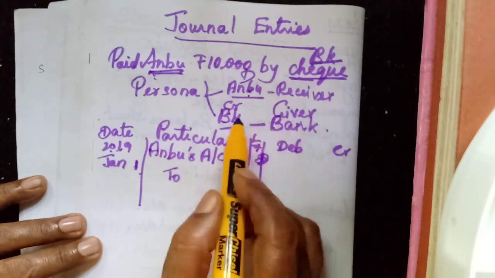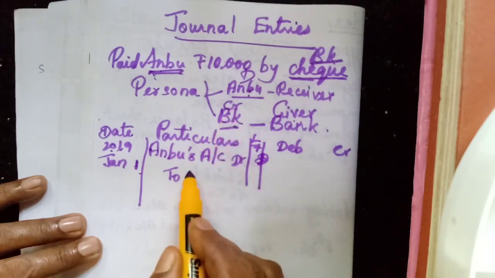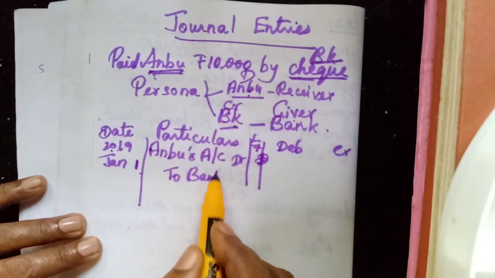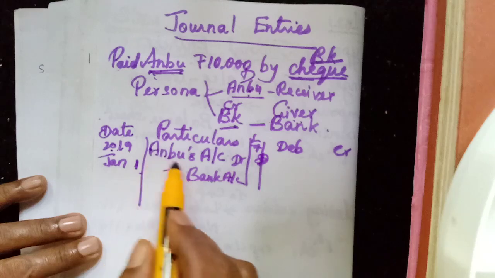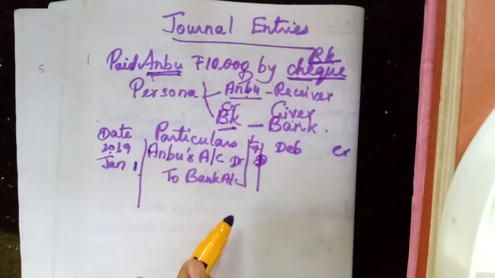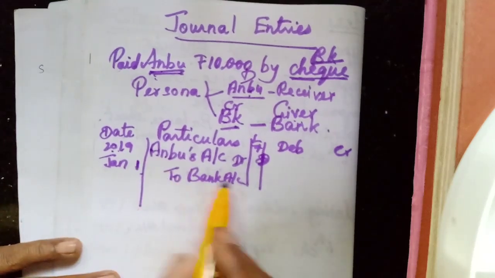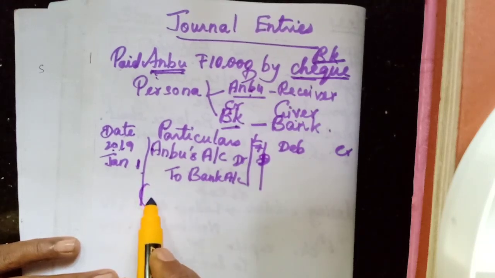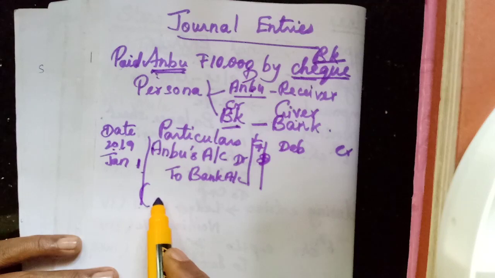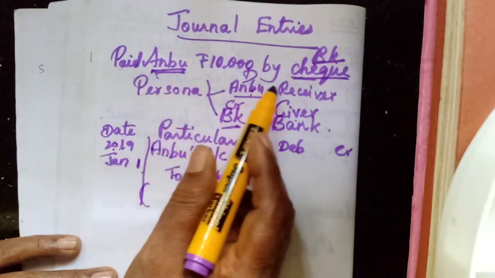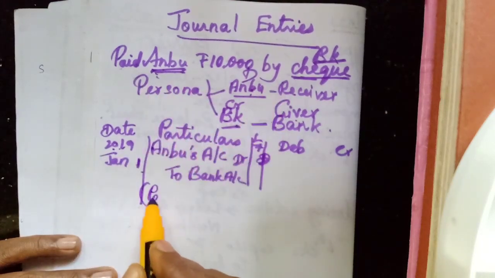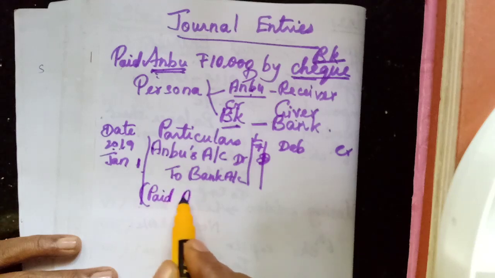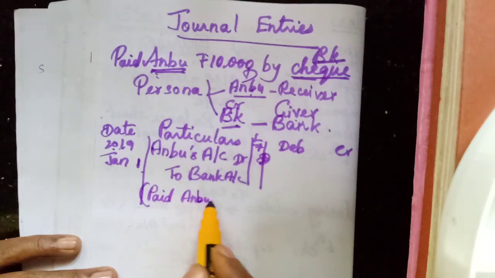Who is the giver? Bank. So bank should be credited, to bank account. If we write that person's name, you should write apostrophe S, otherwise we can simply write it. Then in one bracket we should write what is called the narration. How should we write it? Paid Anbu by cheque.